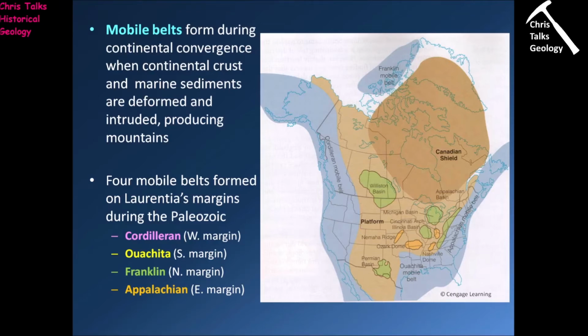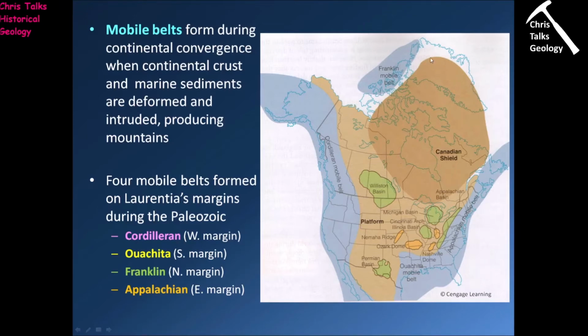So, for mobile belts formed on Laurentia's margins during the Paleozoic, we have the Cordilleran belt, which is located along the west coast. We have the Epeiric belt, which is located down here in the south. We have the Franklin, which is located up here in the north. And we have the Appalachians, which are located here on the east.